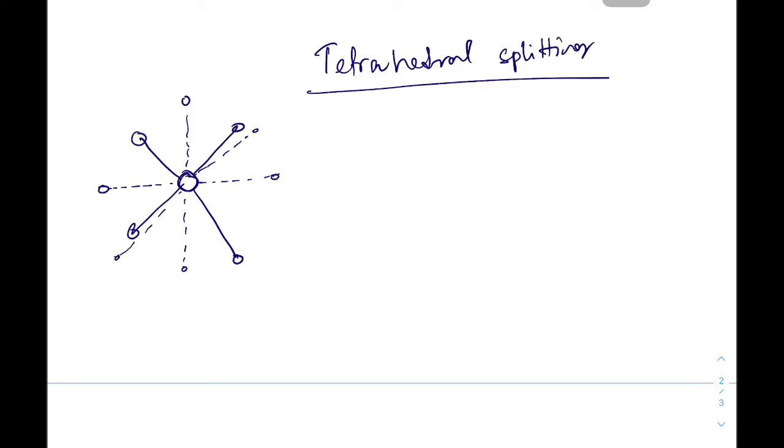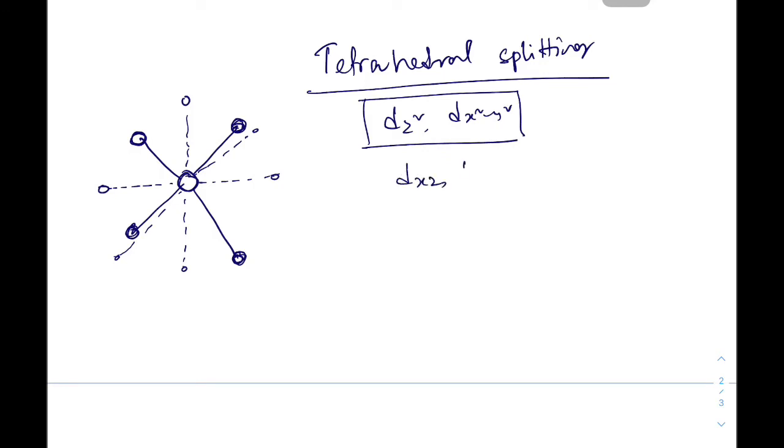So the 4 ligands do not approach along the axis, they approach in between the axis. We can see those ligands are in between the axis. Therefore dz square and dx square minus y square will not be higher in energy because they do not overlap directly with the ligand. Their dxz, dyz, dxy directly approach with the ligand. Therefore in case of tetrahedral splitting it will be like this.